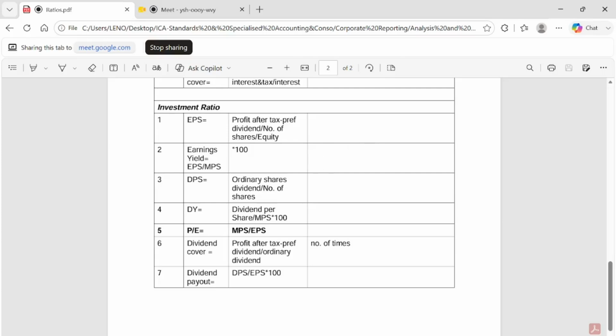Okay. Now let us come to earnings yield. We know the formula for earnings yield. Earnings yield is earning per share over market price per share, then you multiply by 100%. So we have to know the market price per share of the company first.